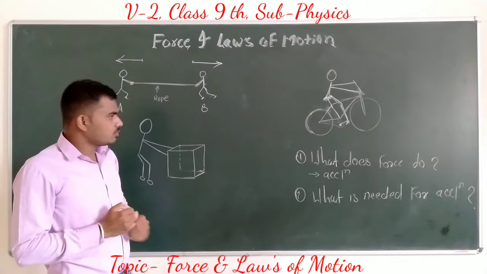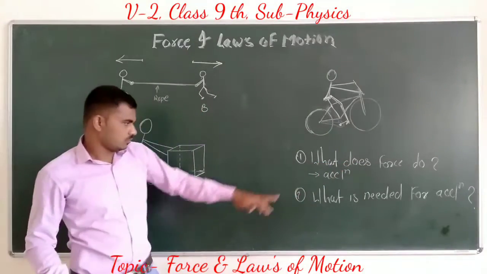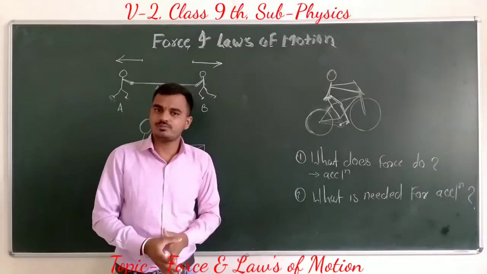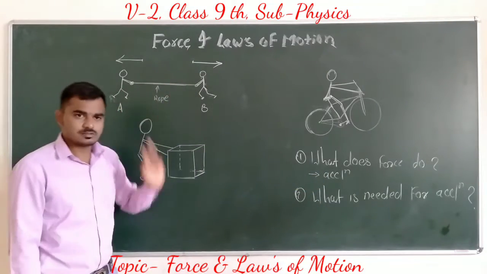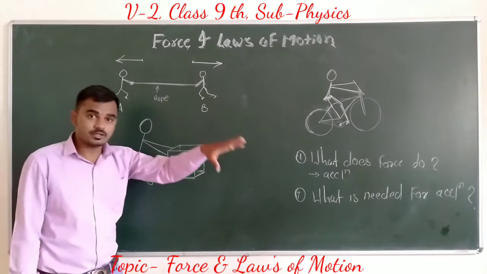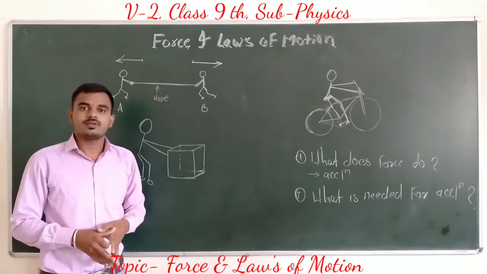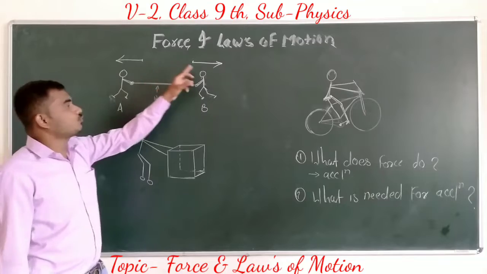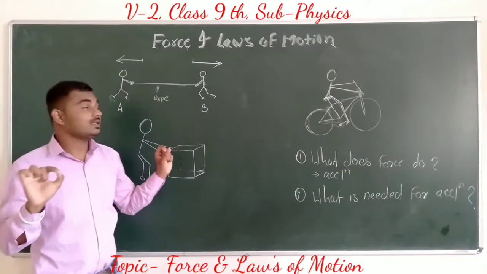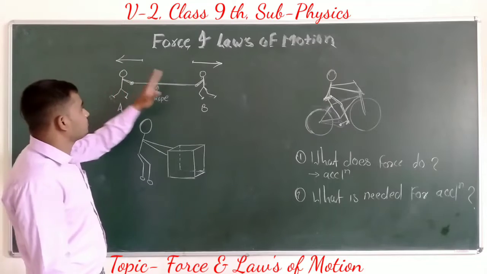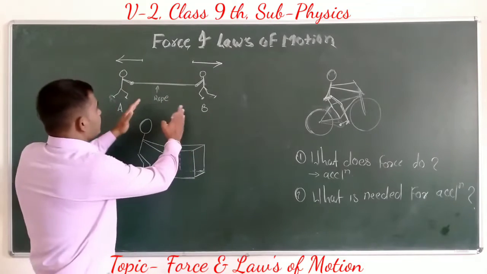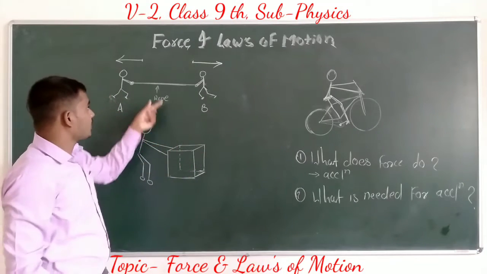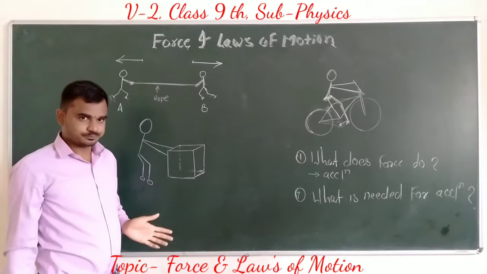So we learned about what force does. In the last video we saw that force does the acceleration in an object. Here we apply two forces equal in magnitude, and there is no acceleration, because these two forces are equal and opposite in direction. Both forces are applied in opposite directions. That's why the rope does not move.